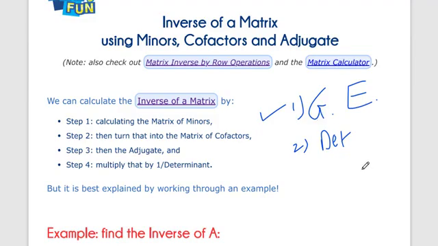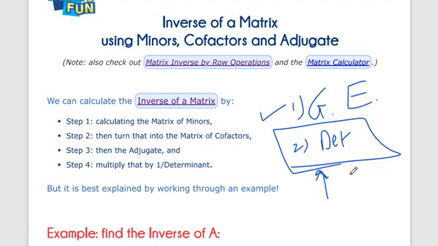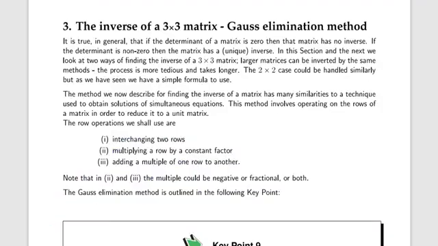So in today's lecture, we will discuss how to find the inverse of a 3 by 3 matrix using the determinant method. First of all, let's start with a quick revision of Gaussian elimination. Then we will start with today's topic, the determinant method. We already know about Gaussian elimination row operations.